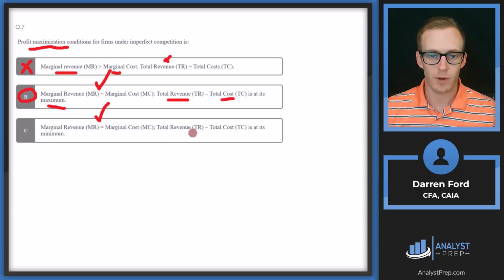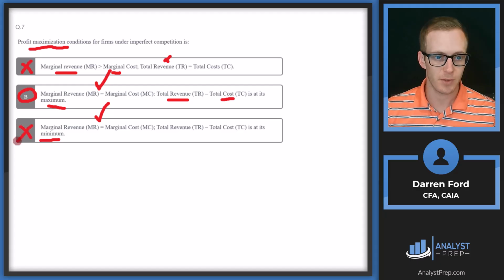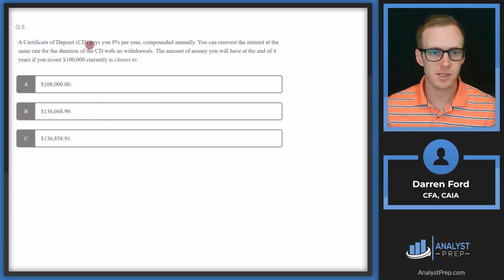But then here we have total revenue minus total cost is at its minimum. We don't want this to be at its minimum, we want it to be at its maximum because that is our profit. Answer B.